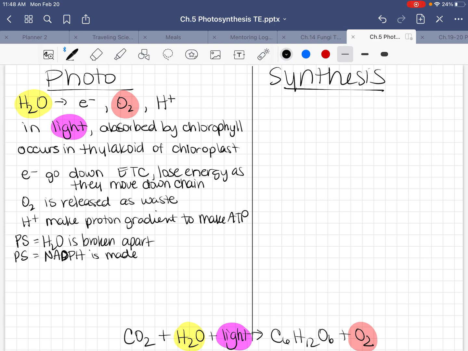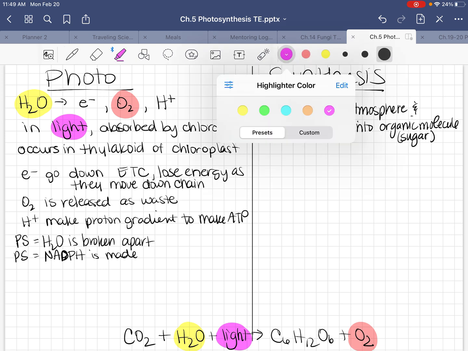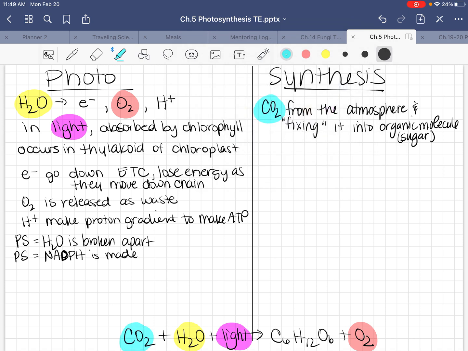All right, now on to our synthesis reactions. In our synthesis reactions, we are taking CO2 from the atmosphere and fixing it into an organic molecule. And that organic molecule is sugar. So we've got CO2 and sugar. Happens here in this process.